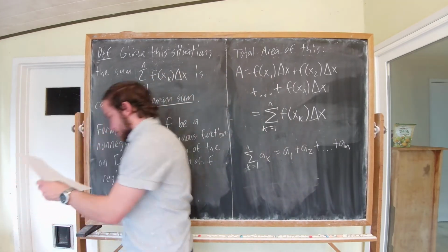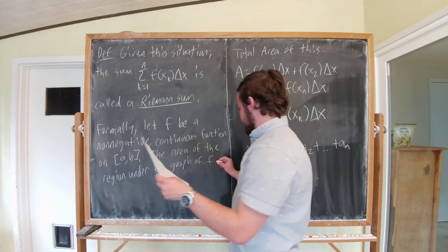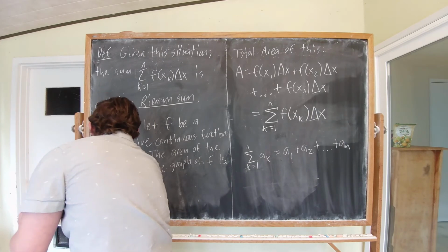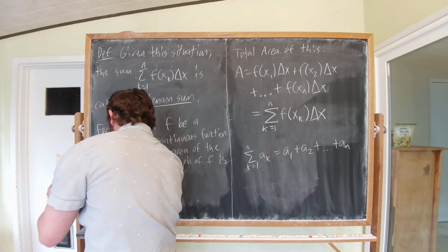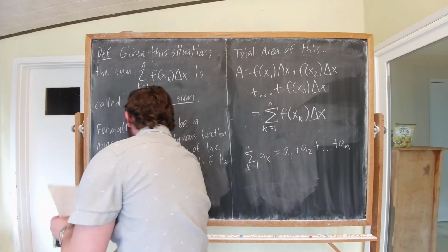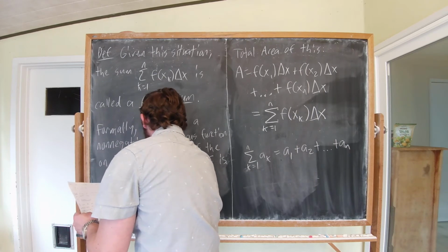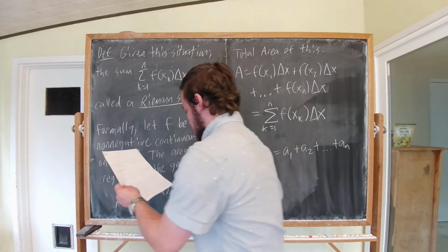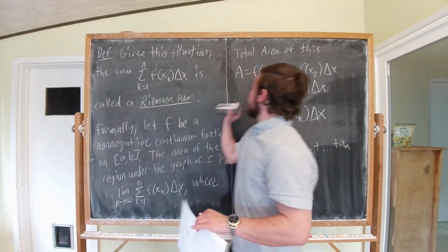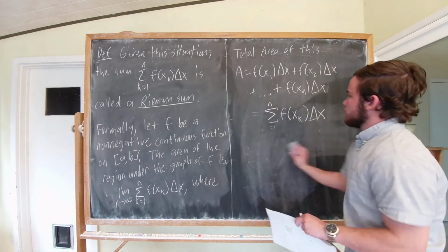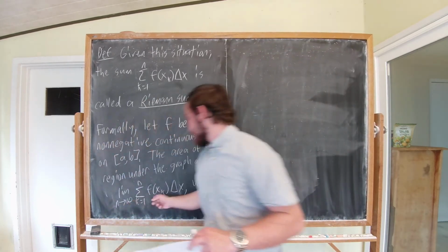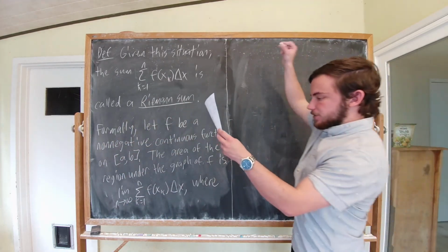So the region under the graph of f is the limit as n goes to infinity of the sum from k equals 1 to n of f of x sub k delta x, where we have this kind of situation going on. These x sub k's are going to be our representatives.